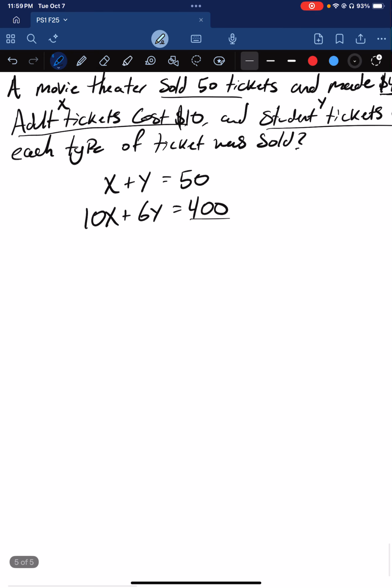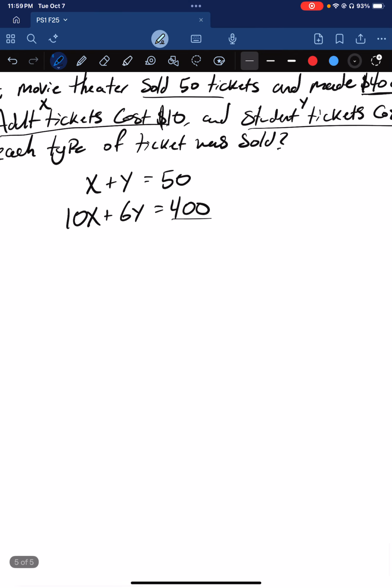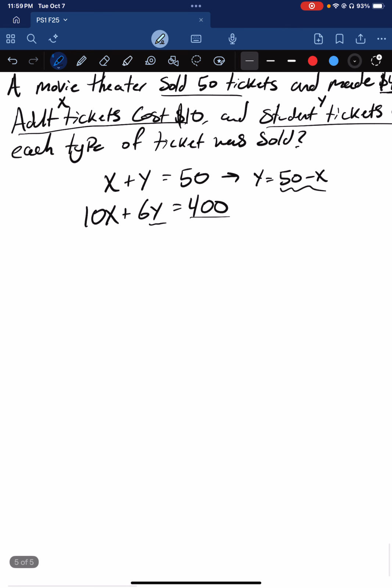Probably. So now let's solve this thing. How are we going to solve it? Well, let's do substitution. I'm a substitution fan. So I'm going to rewrite this equation as y equals 50 minus x. And I got that by subtracting x from both sides. Now I'm going to take this equation and plug in 50 minus x where I see a y. I only see one y. Just going to make this easy. So 10x plus 6 times 50 minus x equals 400.